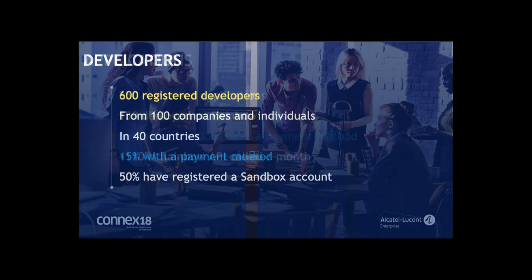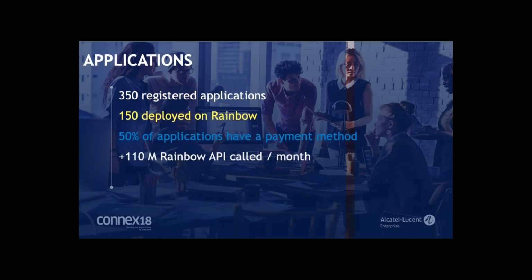Now, if we have a look at the applications, about 350 applications have been created since the beginning of July, and more than 30% have been deployed into production, which means that these applications are in use by people today. There are web applications, mobile applications, and server-side applications. You can notice that before July, only the Alcatel-Lucent applications were allowed to connect to Rainbow. Now we have more than 150.